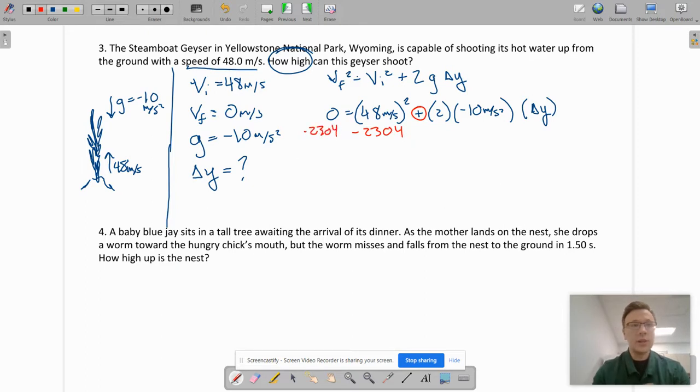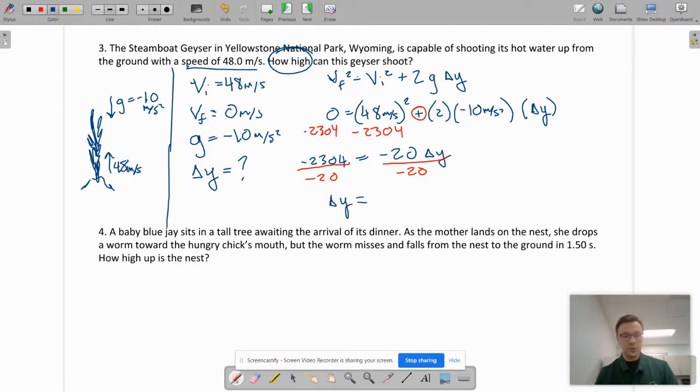Okay, so now we have negative 2,304 is equal to negative 20, so that's 2 times negative 10 times delta y, okay? So now we can divide by negative 20 on each side. Okay, and that's going to give us delta y, or the vertical change in position, is 115.2 meters.